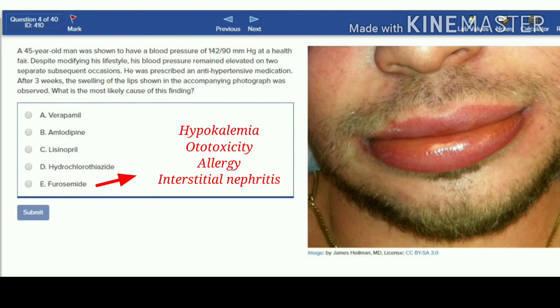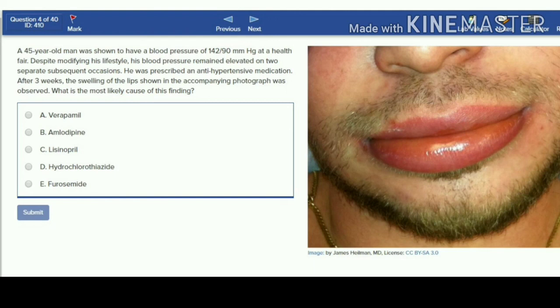So you understand that the drug causing this angioedema is an ACE inhibitor, and that is option C, lisinopril. The symptoms appear within minutes and resolve within 24 to 72 hours of discontinuation of the drug. So the answer is C.